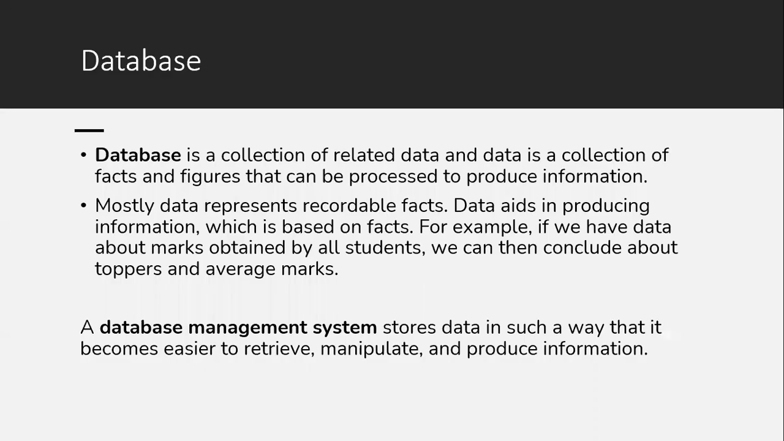So a database is a collection of related data, and data is a collection of facts and figures that can be processed to produce information. Mostly, data represents recordable facts, and data aids in producing information, which is based on facts. For example, if we have data about marks obtained by all students, we can then conclude about toppers and average marks. So a database management system stores data in such a way that it becomes easier to retrieve, manipulate, and produce information.